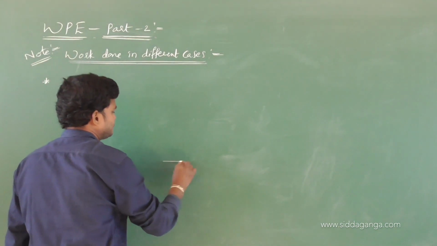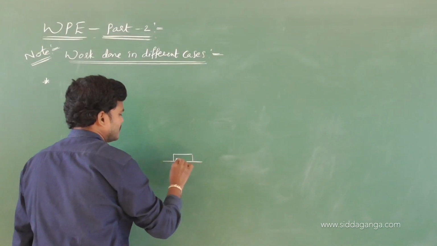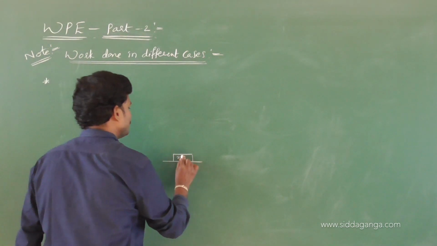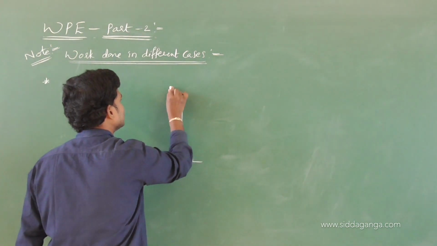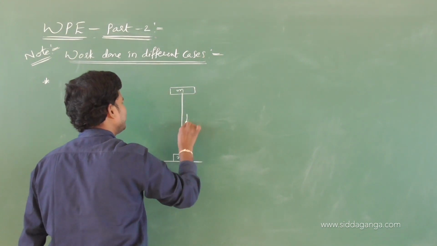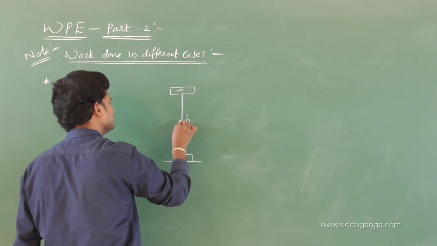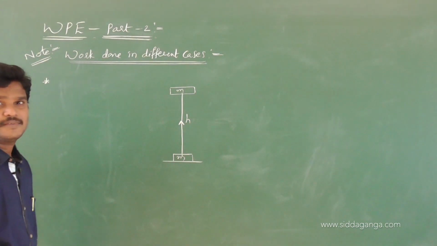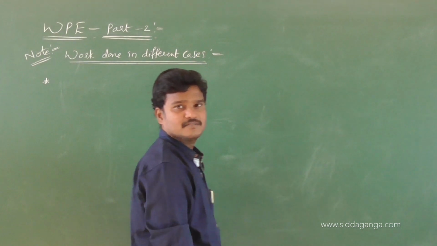See, just you see now. There is a block whose mass is m. Now I am going to lift this block through a height h, already covered in the last class. So I lifted it. See the arrow mark. Arrow mark means I am lifting that. Now there are two formulas here.